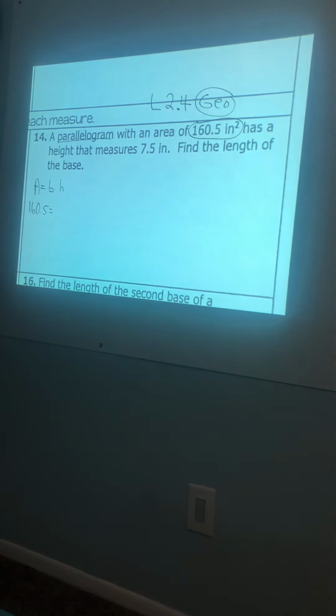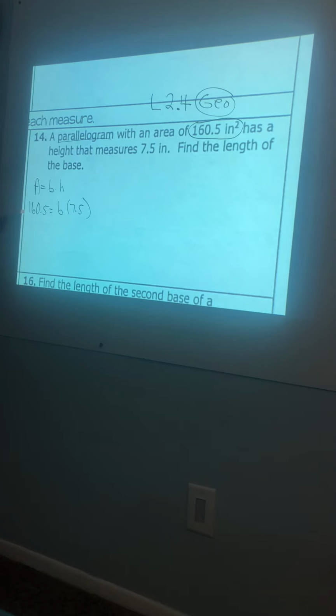And then what was the other item they gave you? Has a height that measures 7.5. So you're going to leave the base alone and you're going to put in 7.5 for the height. Look, your only unknown is base, so I hope that's what they're asking for. And guess what? Find the length of the base.